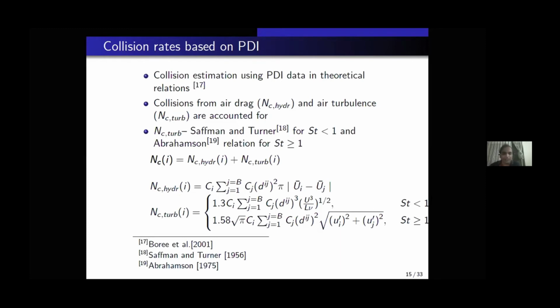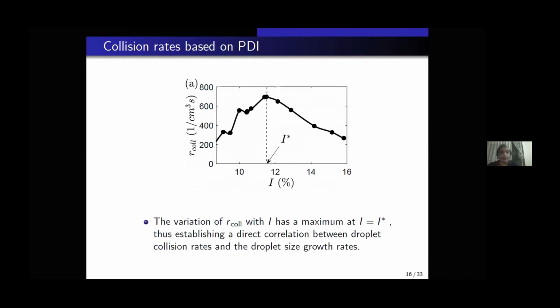So we use these estimates, and this has been done previously from PDA data to estimate the droplet collision rate by Bori et al. We follow a similar procedure, estimate the droplet collision rate, and again plot it as a function of the turbulence intensity. This is an estimate of the droplet collision rate in the entire field of view over which we made our PDA measurements, so it's an average quantity. To our satisfaction, we got a trend suggesting that the droplet collision rates follow a similar trend, where there is an optimum airflow turbulence intensity at the same value where the droplet collision rate is maximized.